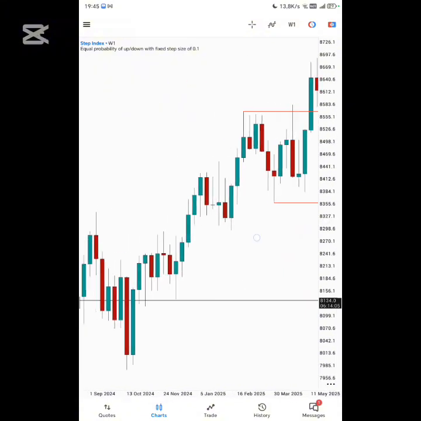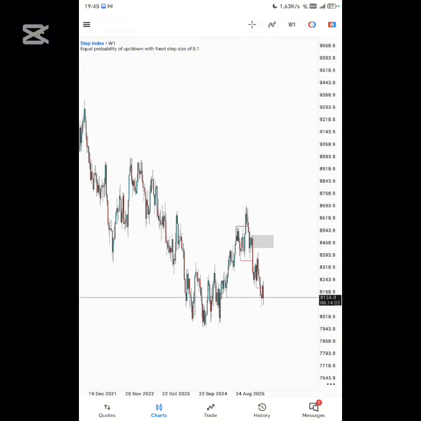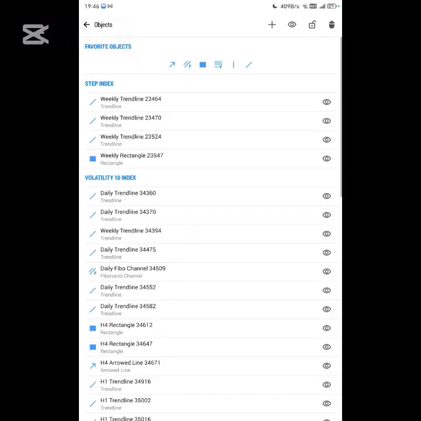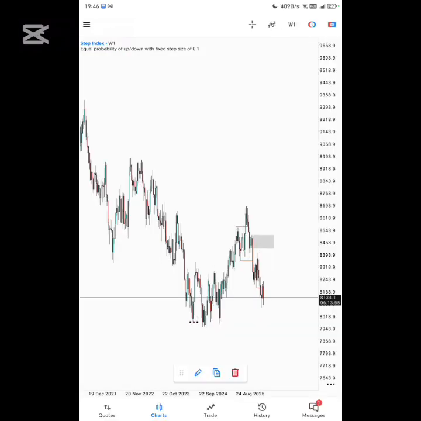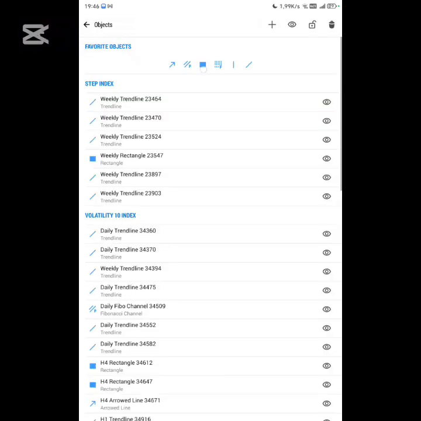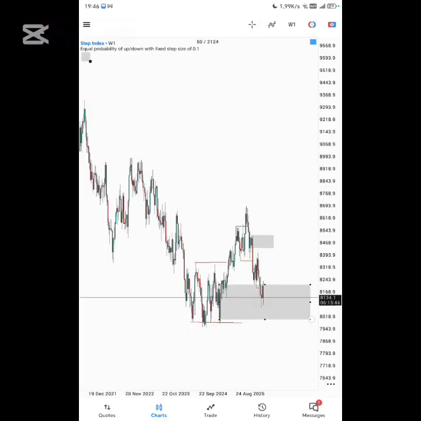Okay, guys. I don't want to focus here, but as you can see, we did a wipe right over here. Yes, we did a wipe. I don't want to waste time here. Then market structure shift right over here, making an order block right around this area.